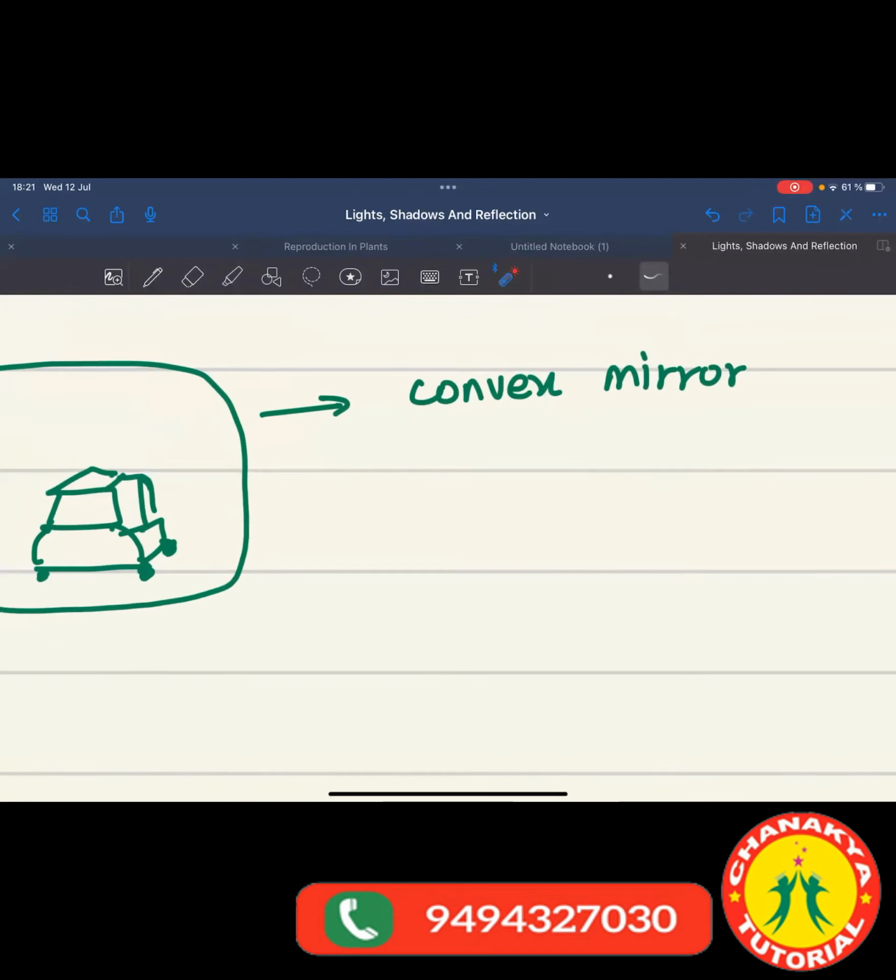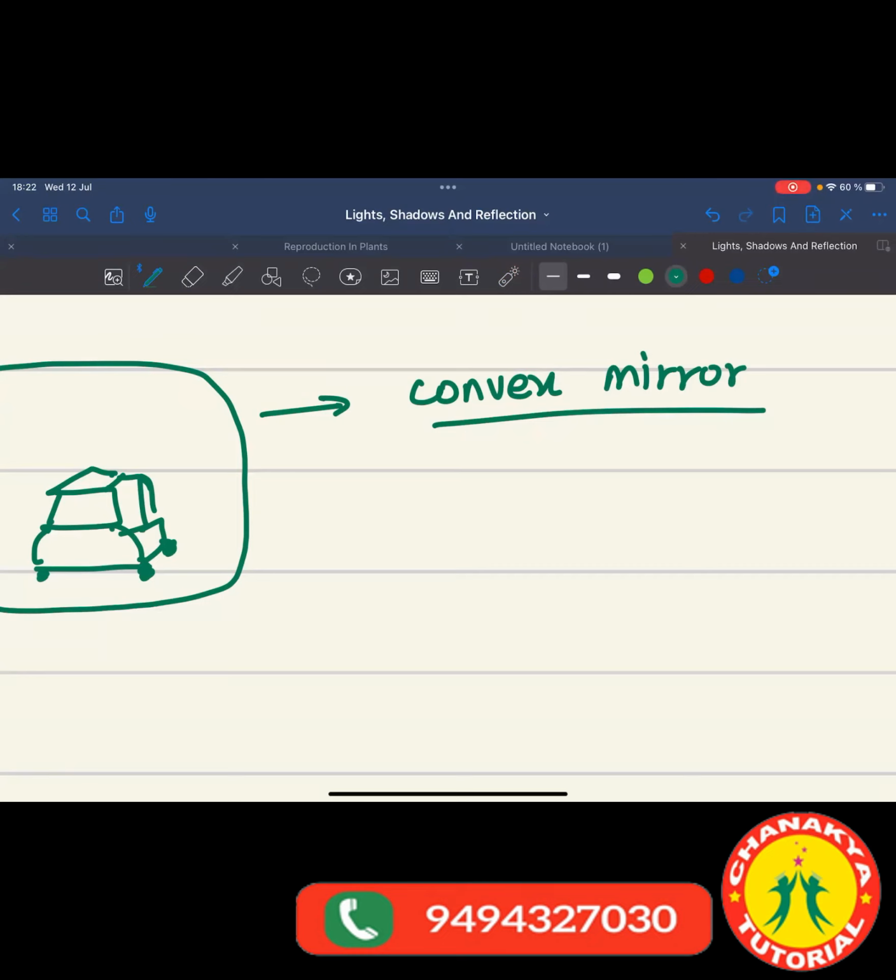So the property of the convex mirror is it shows the image bigger, more bigger and more nearer. There is another mirror, the concave mirror. The concave mirror is the opposite. It shows smaller images. And we'll talk about that in detail later on.